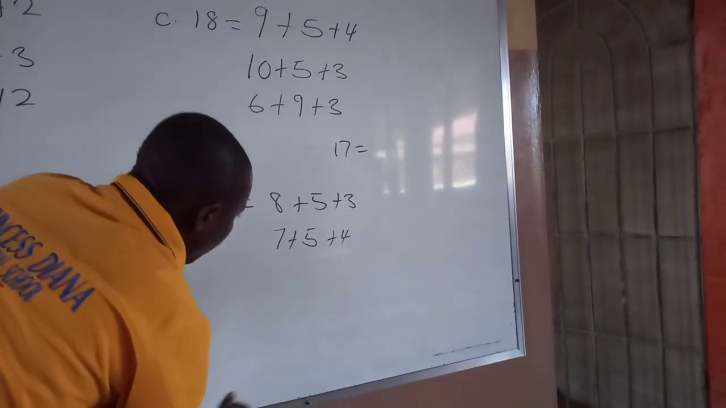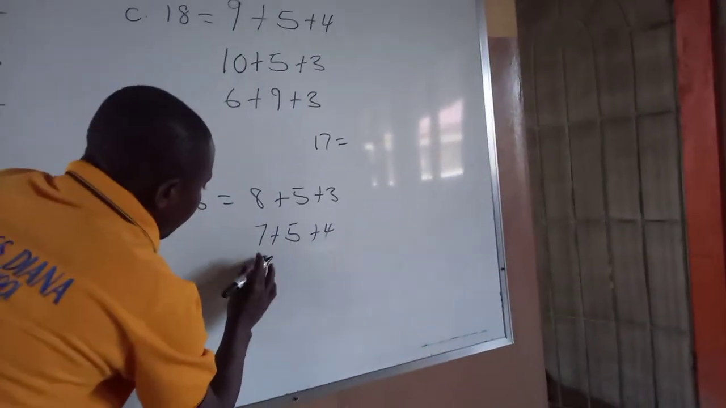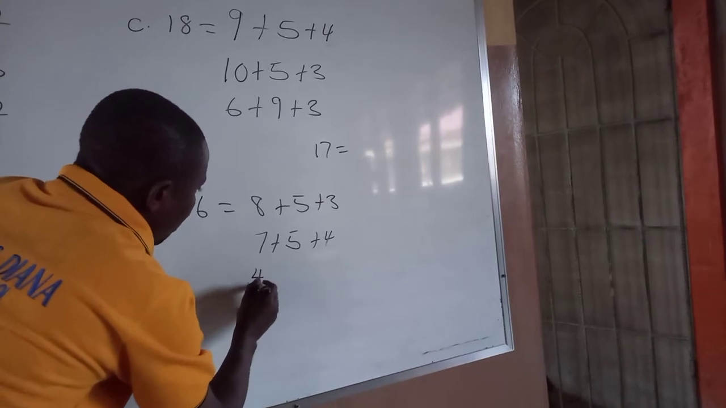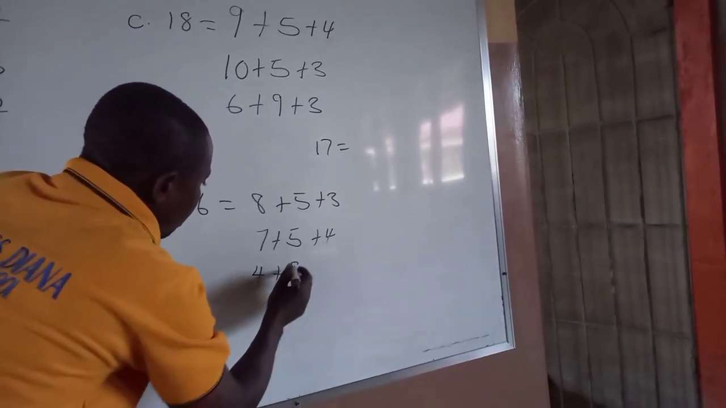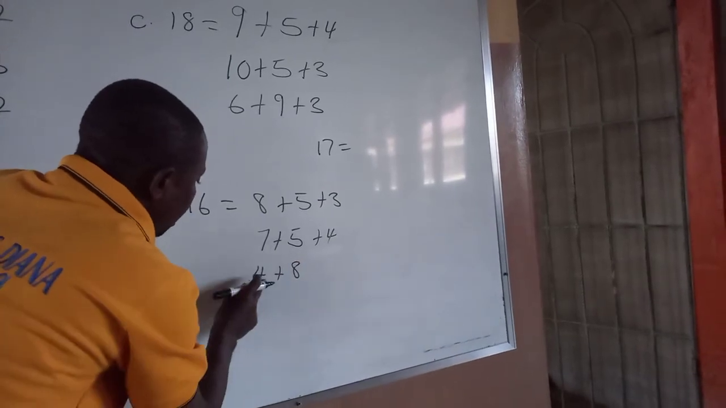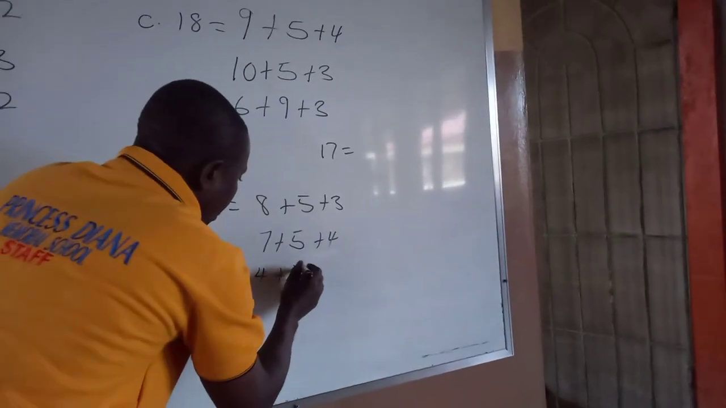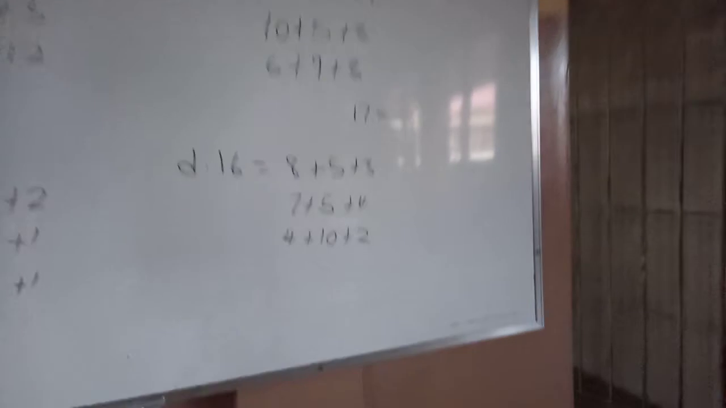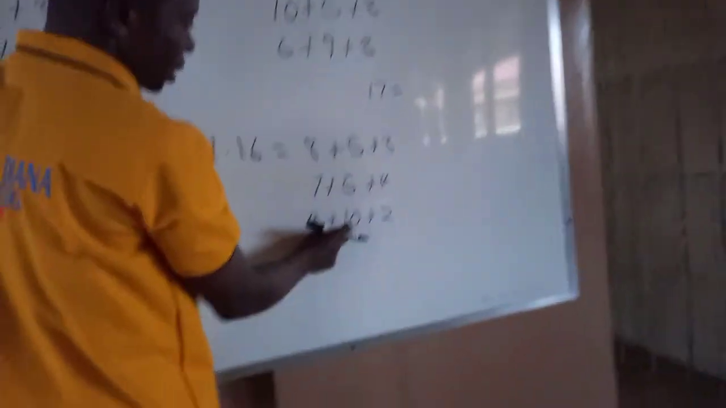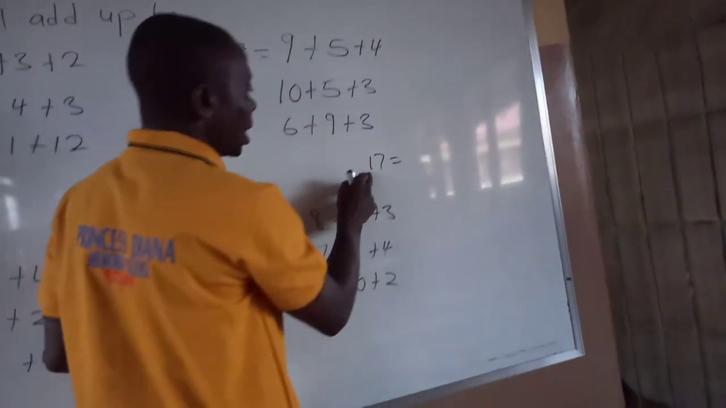Then somebody also says, okay, it's adding 4 plus 10 plus 2. You see? So this will give us 14, plus this will give us 16. Good.